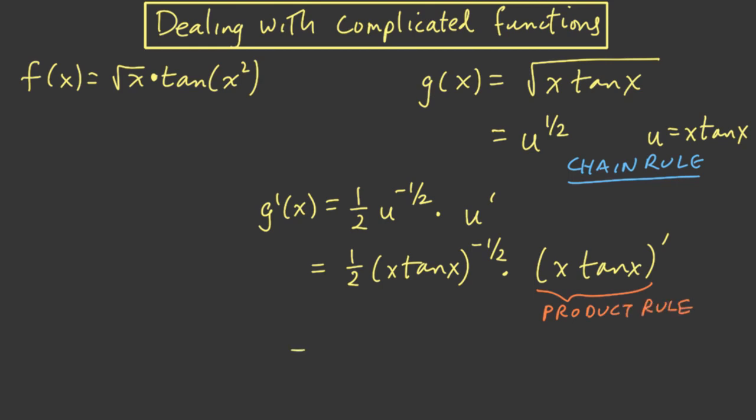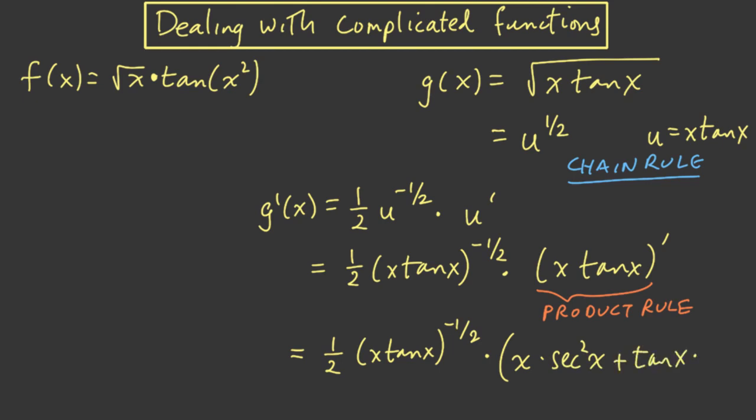So we're going to get our 1/2 times x tangent x to the minus 1/2 times, and then for the derivative of this, we need the first function, that's x, times the derivative of the second function. So the derivative of tangent is secant squared x, plus the second function times the derivative of the first function. The first function is x, so its derivative is 1. And there we go. We're done. That's our derivative of g.